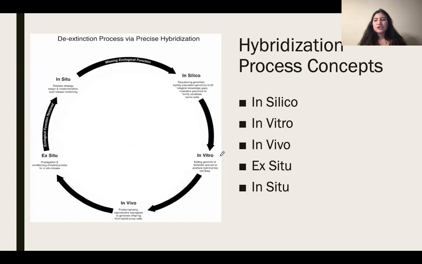Then we have the in vitro. In vitro is just something done in the lab or outside the living organism. Then we have in vivo. In vivo is just a process that takes place inside the living organism. Then we have the ex situ, which is outside their natural habitat. And then we have in situ, which is the experimentation in the original habitat.